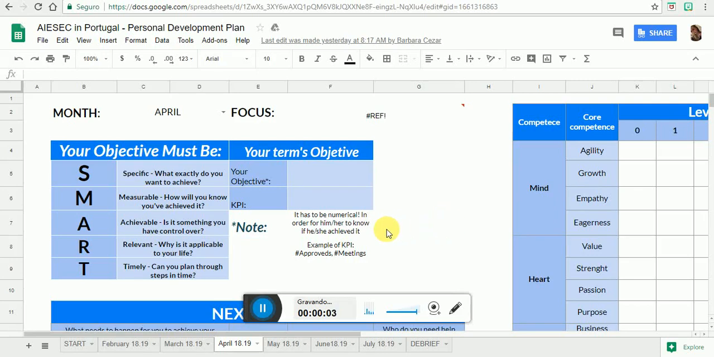I am an estimator, and now I will introduce some changes that we did on our personal development plan, based on some feedback that you gave us and some steps to make it more visual and effective for all your members. So, as you can see, this is the personal development plan.